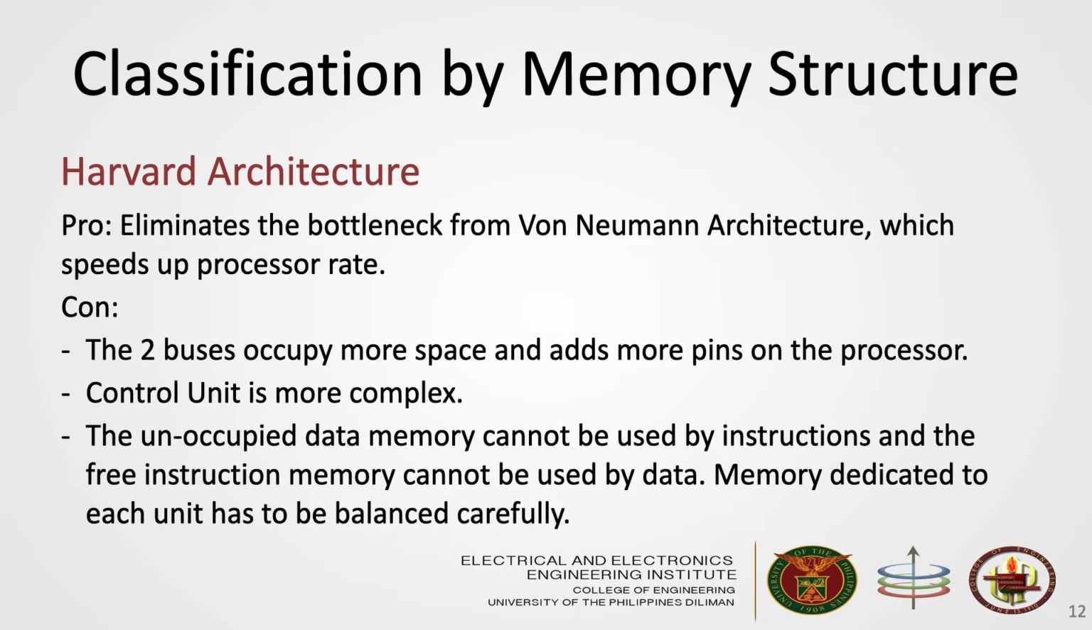So what's good about it? It generally has faster processing because it eliminates the von Neumann bottleneck. But there's a trade-off. The two separate buses will definitely add more space and pins on the processor. The control unit will also be more complex since data and instructions are accessed at the same time. There is also the issue that the memory is not maximized properly because the free space in the data memory cannot be used for instructions and vice versa. So the memory dedicated for each unit has to be balanced carefully.